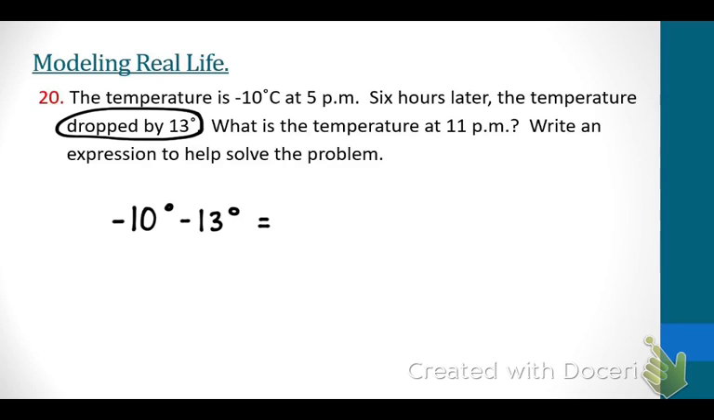Same sign, add and keep. Add the numbers, keep the sign. Negative 23. You got to think. If you told me the answer was 3 or negative 3, does that really make sense? It's supposed to have dropped by 13 degrees, so you want it to drop down. So the correct answer is negative 23 degrees Celsius.